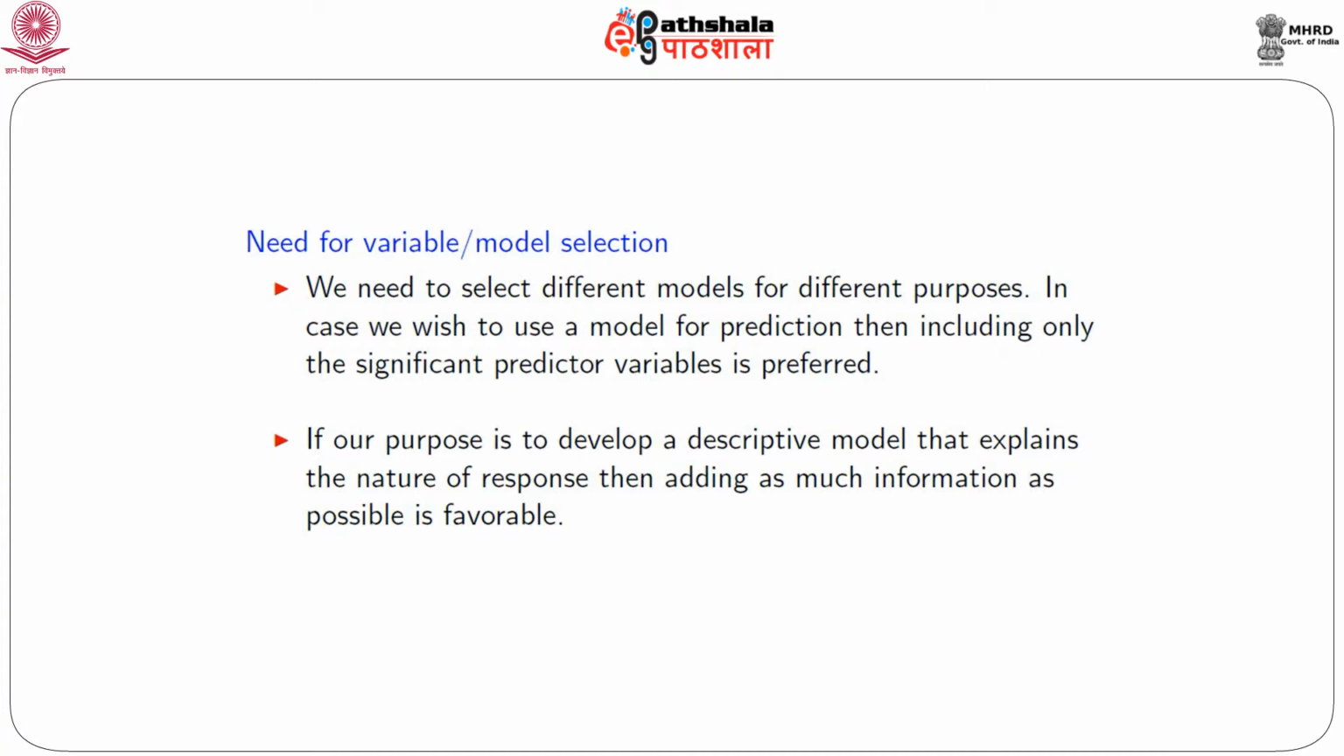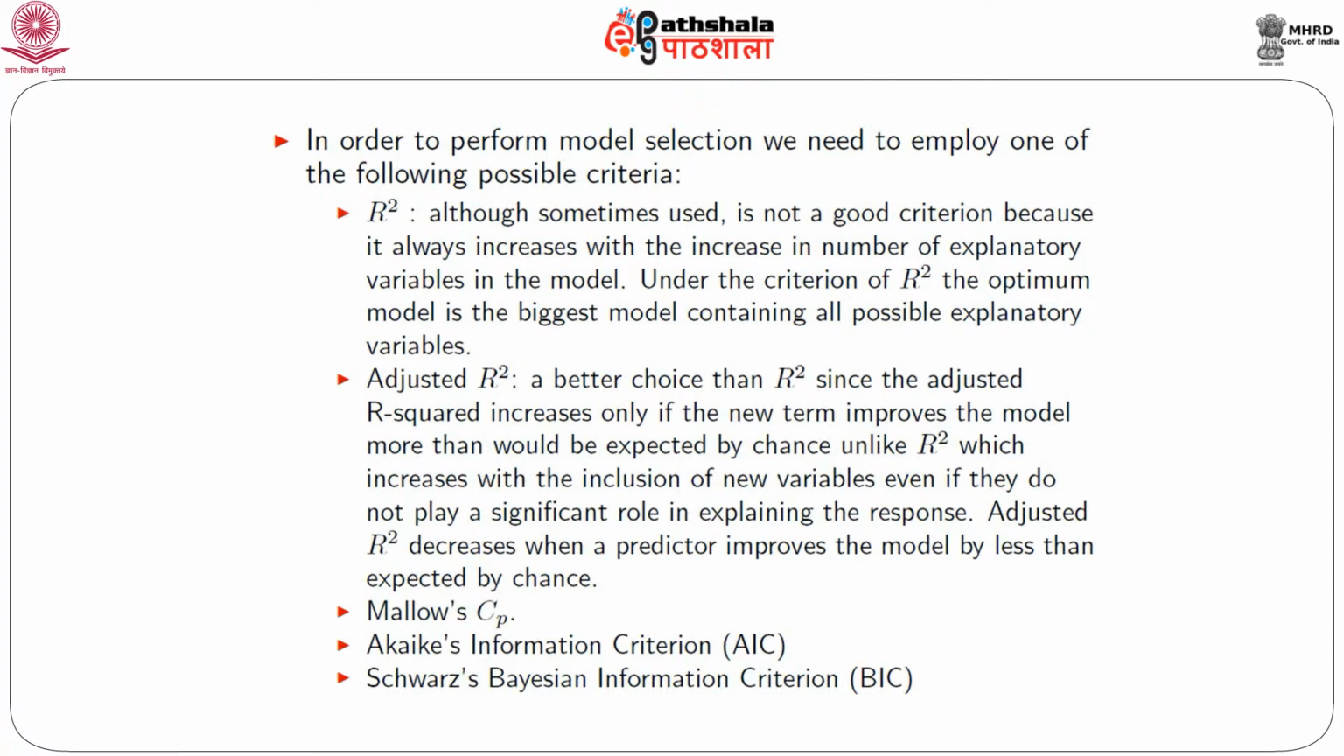When we have a descriptive model, in that case using more number of predictors makes more sense because every little ounce of information that we can gather about the response variable is useful. In such cases, if there are insignificant predictor variables included in the model, which also provide us with some amount of information about the response variable, then even that helps. So, in case of descriptive model, we add as much information as possible, and so variable selection is not mostly performed. In order to perform model selection, we need to employ one of the following possible criteria.